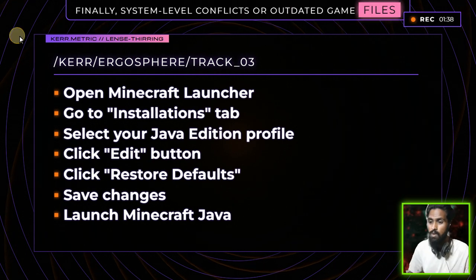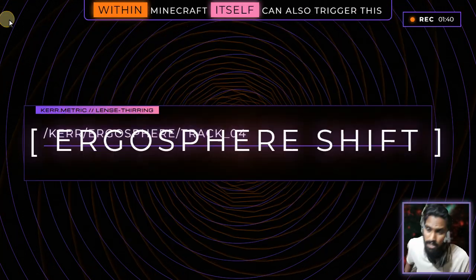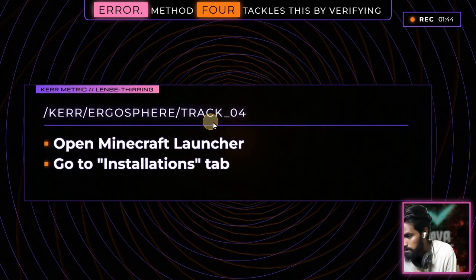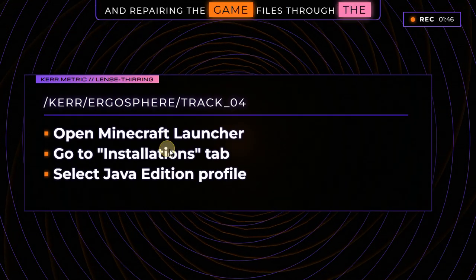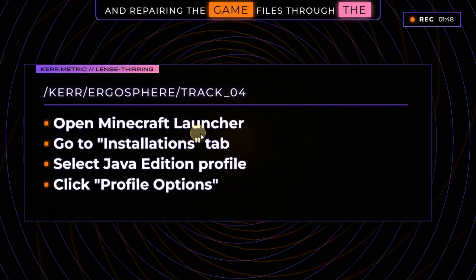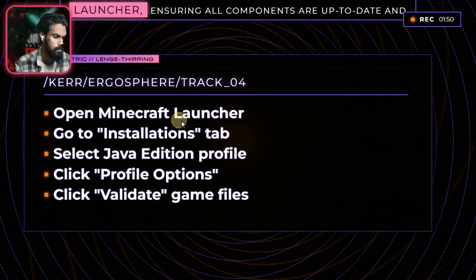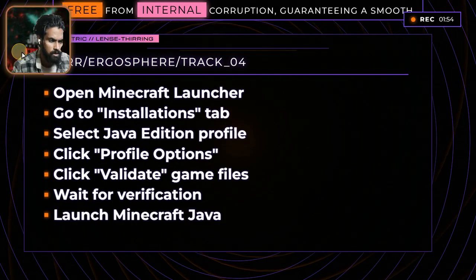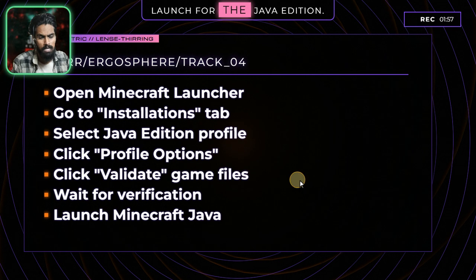Finally, system-level conflicts or outdated game files within Minecraft itself can also trigger this error. Method 4 tackles this by verifying and repairing the game files through the launcher, ensuring all components are up to date and free from internal corruption, guaranteeing a smooth launch for the Java edition.